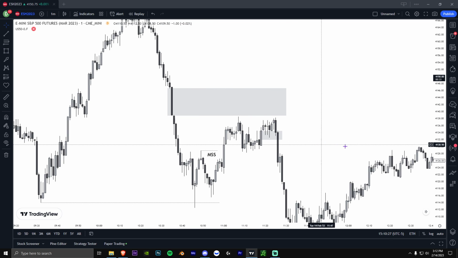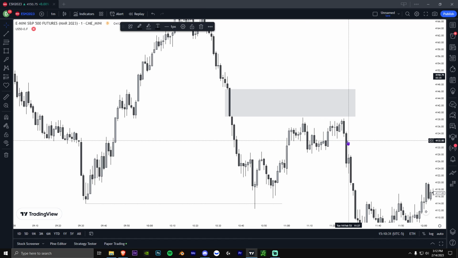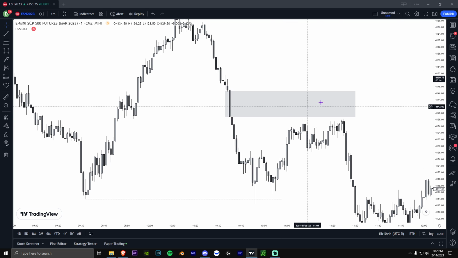Let's say we hit liquidity, and let's say we retrace a little higher at this point. Would you short this fair value gap? Okay, if you think the answer is yes, you're wrong. If you think the answer is no, good job. Okay, no, you would not short this fair value gap.